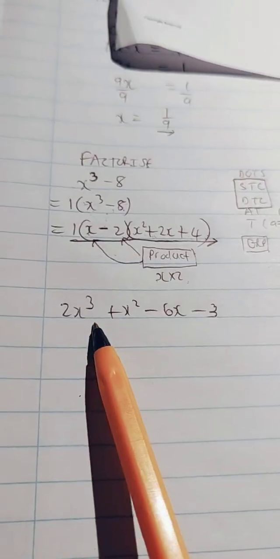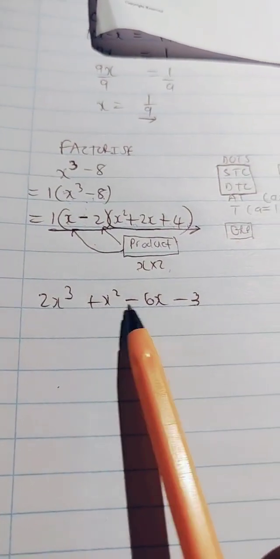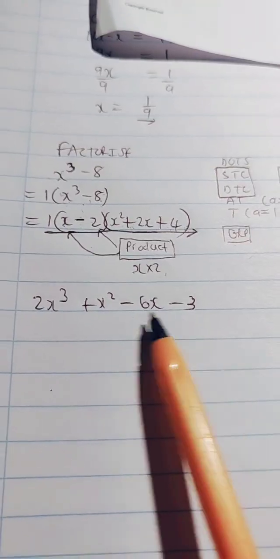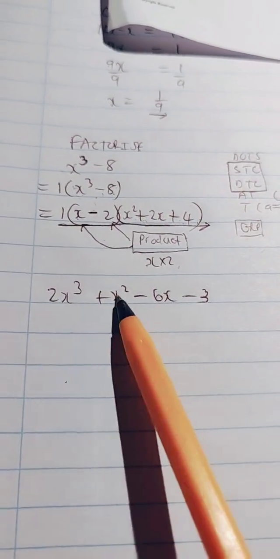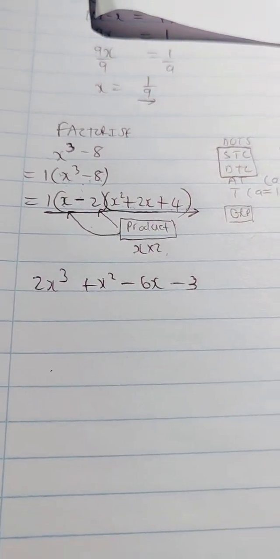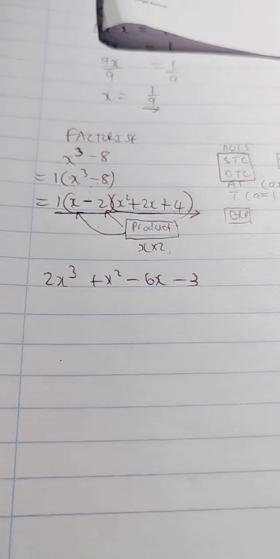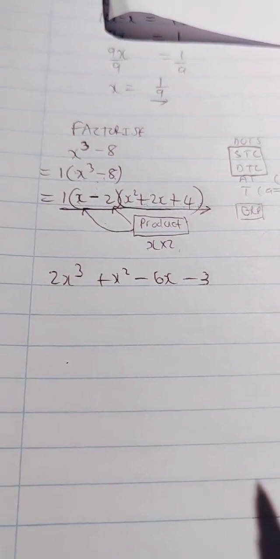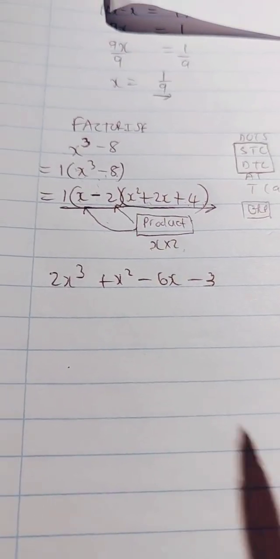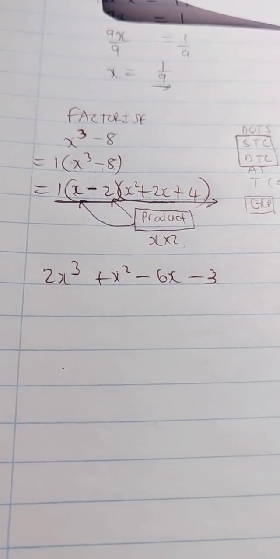Let's look at this one. 2x cubed plus 2x plus x squared minus 6x minus 3. The first question we always ask when we factorize is how many terms are in the expression. Please, that is a beautiful question to always ask yourself. How many terms are in the expression? Start there, don't rush.